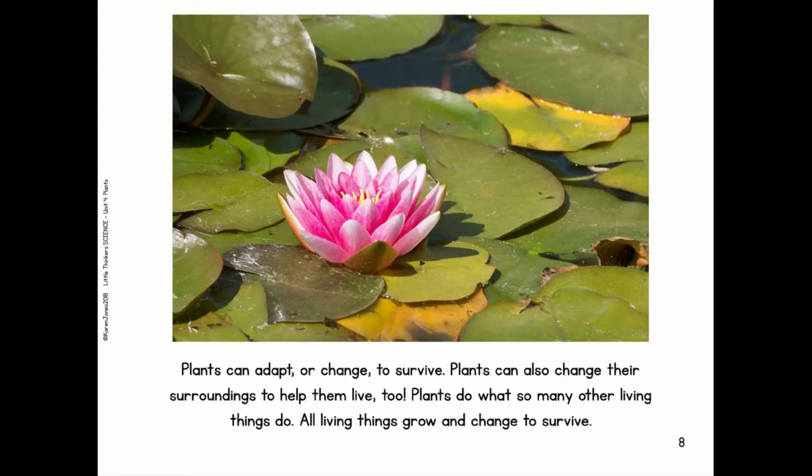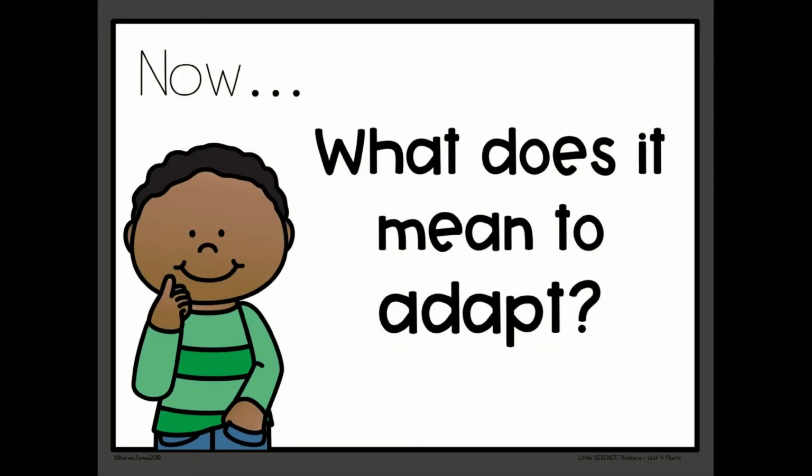Plants can adapt or change to survive. Plants can also change their surroundings to help them live too. Plants do what so many other living things do. All living things grow and change to survive. So, what does it mean to adapt?